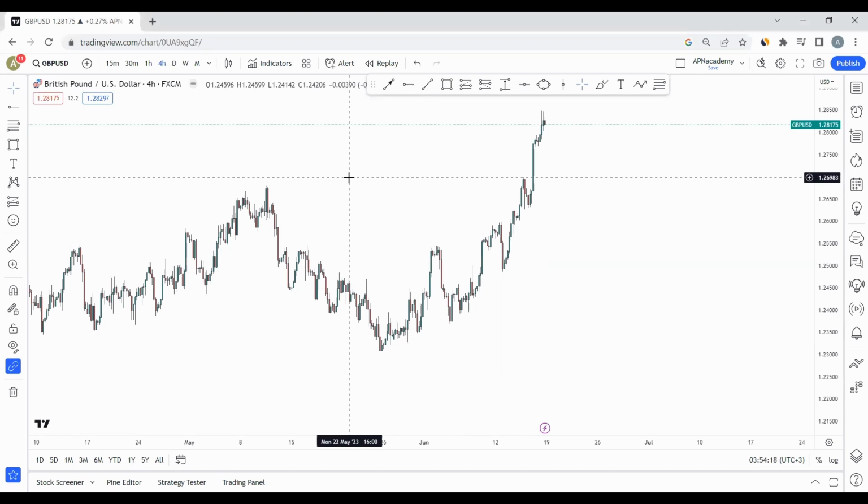Even if you watch this video after the moves have happened, maybe you should use it to educate yourself and see how exactly you should be marking these levels, right? So without wasting time, let's look at GBP USD.